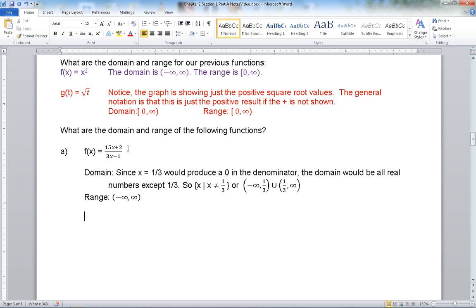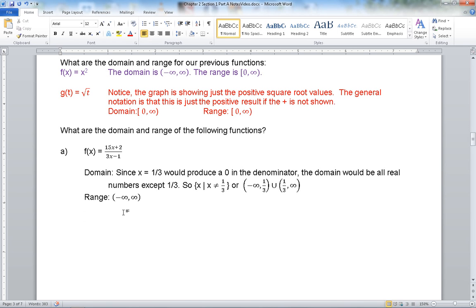We could go back and graph our function, and except for the value at 1/3, we would be able to get any number. Well, can you get 0? Think about it. Plug 0 in for x. What do you get? 15 times 0 is 0 plus 2, so that's 2 in the numerator. 3 times 0 is 0 minus 1, negative 1. So that would be 2 over negative 1, which is negative 2.